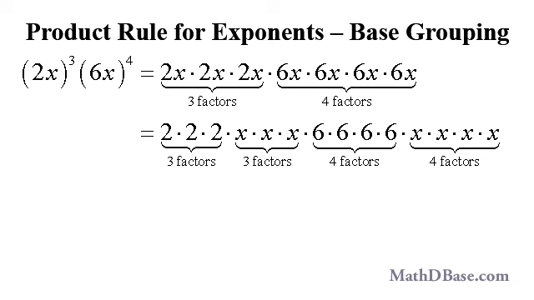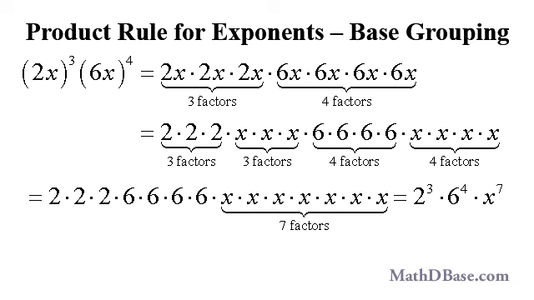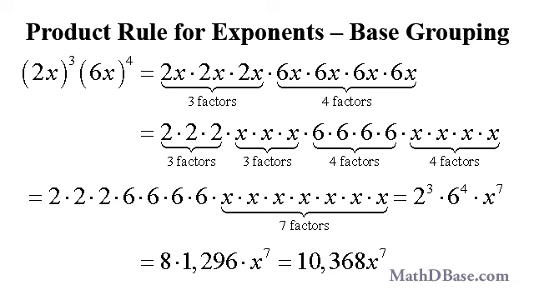And (6x) to the fourth is the same as 6x multiplied by itself 4 times, or 6 multiplied by itself 4 times, multiplying x to the fourth, which gives us 1,296 times x to the fourth. 6x is the base this time, and 4 is the exponent. The final result is 8x cubed times 1,296x to the fourth, or 8 times 1,296 times x cubed times x to the fourth, or 10,368x to the seventh.